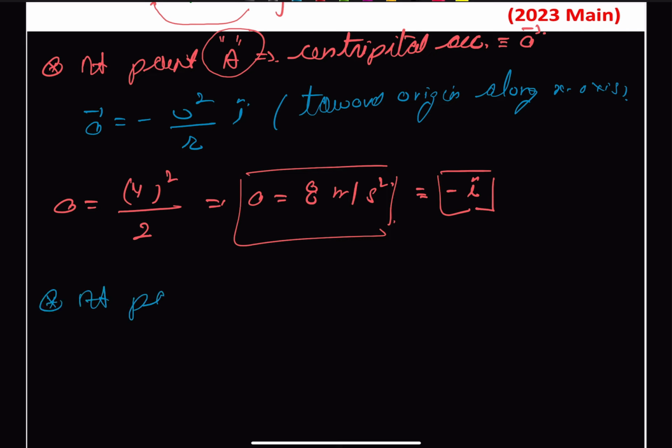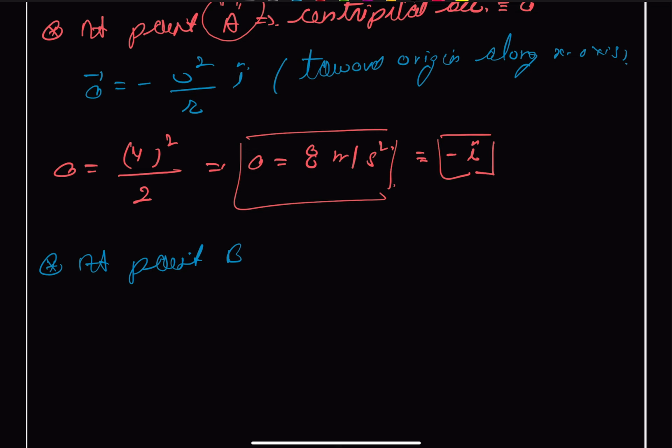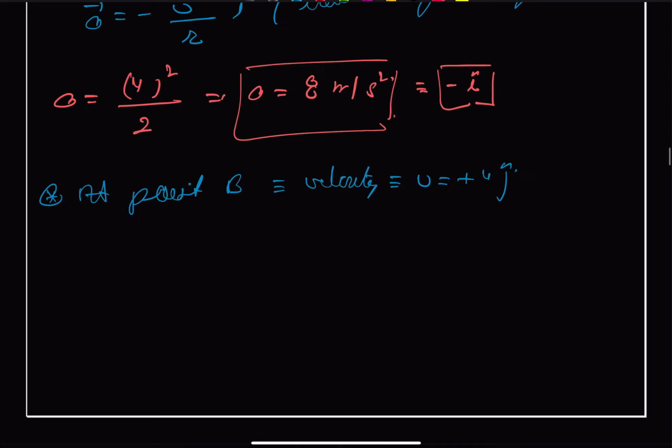Now we come over to point B. At point B, our velocity will be plus 4 j unit vector, and acceleration will be, magnitude will be the same, about 8 meter per second square, and its direction will be plus i unit vector, once again towards the center, so it will be plus i unit vector.